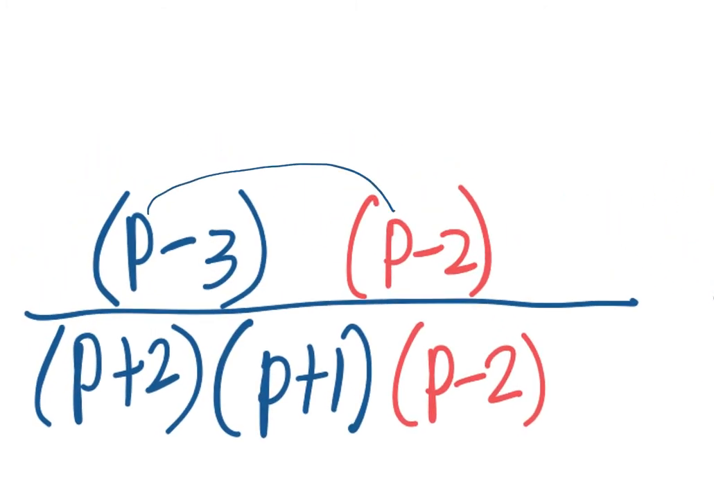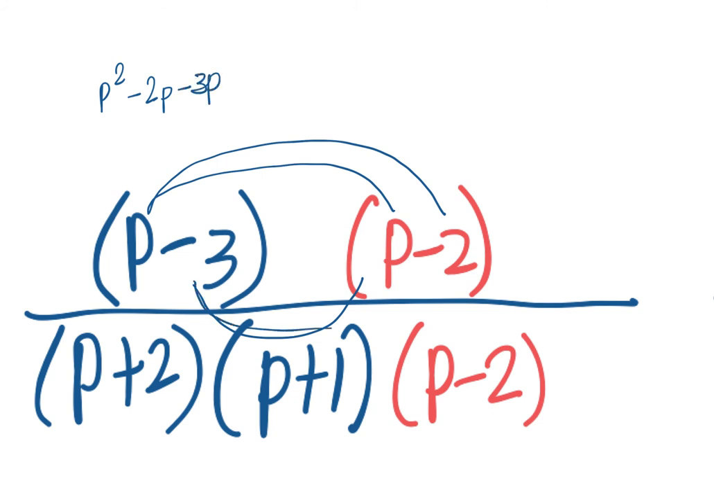I have to say p times p is p squared. I have to say p times negative 2 is negative 2p. So now we need to say negative 3 times p is negative 3p. And negative 3 times negative 2 is positive 6, which adds to give you p squared minus 5p plus 6 when you're combining these like terms right here.